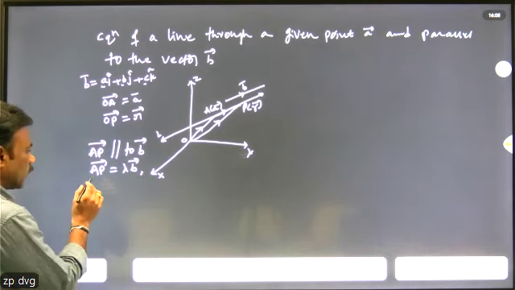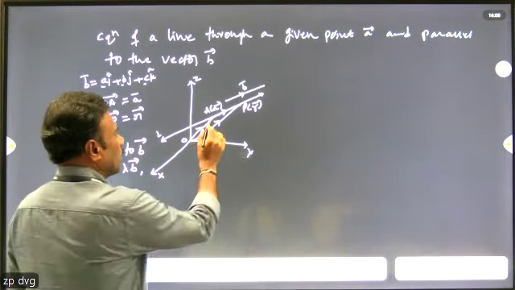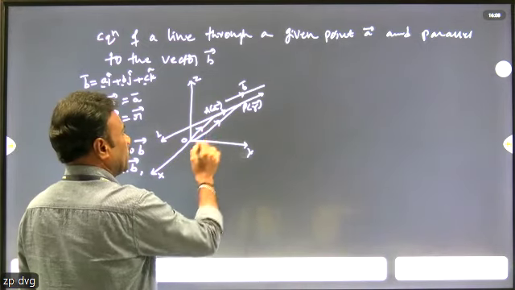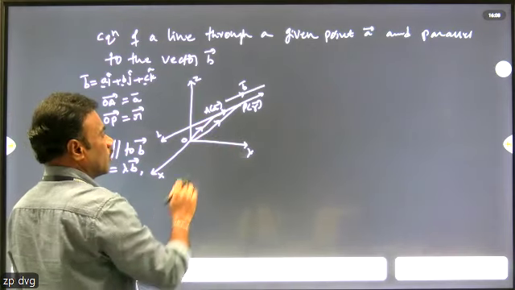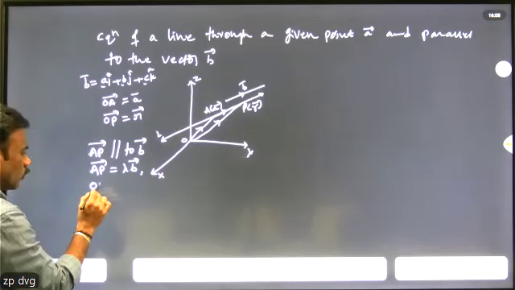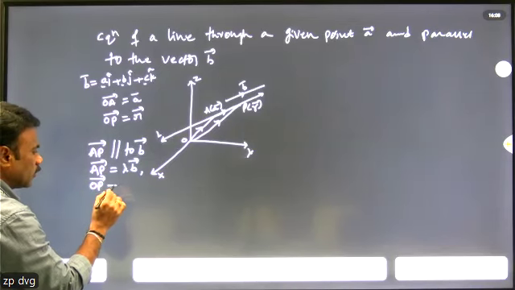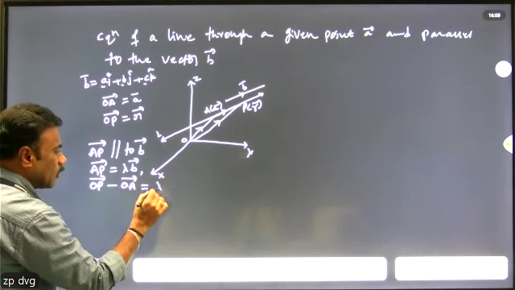Now AP bar can be written, by the triangle OAP, as OP bar minus OA bar. So we can write OP bar minus OA bar is equal to lambda B bar.